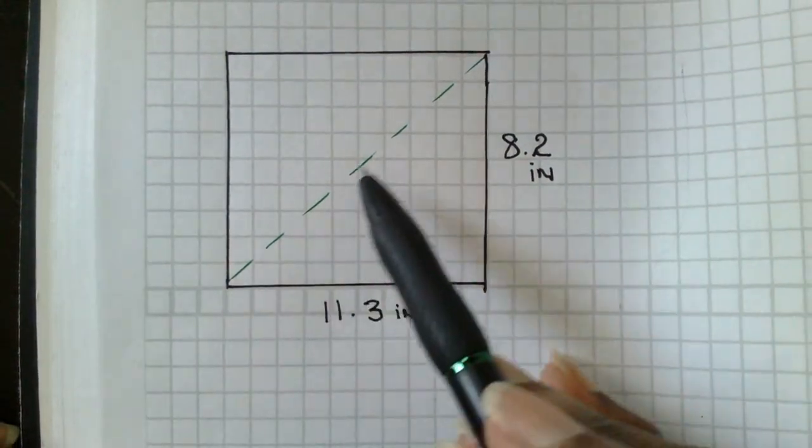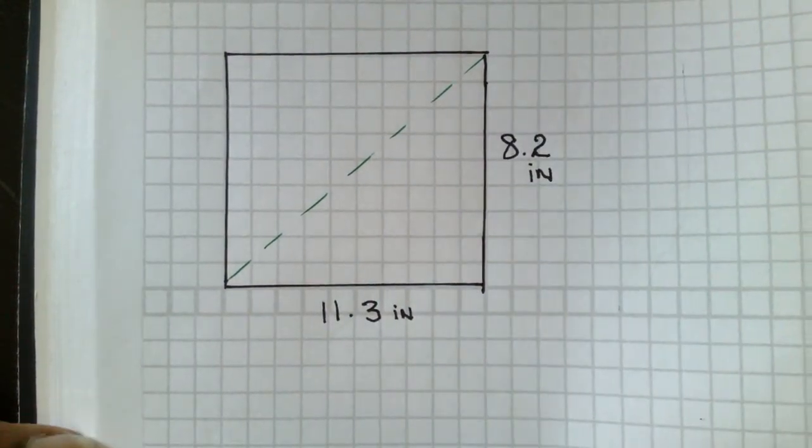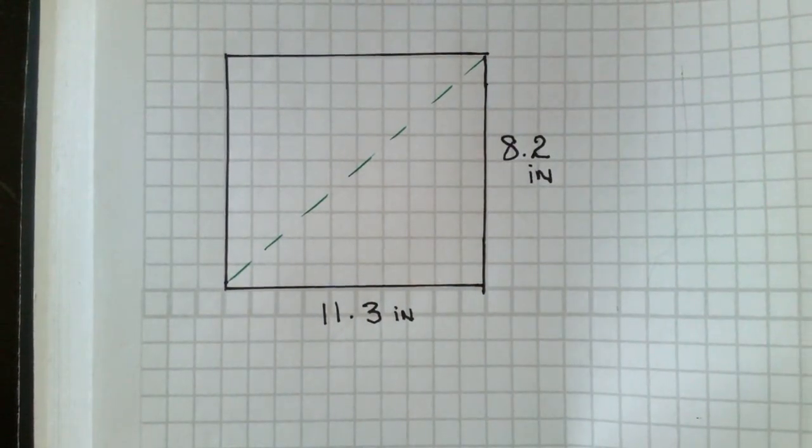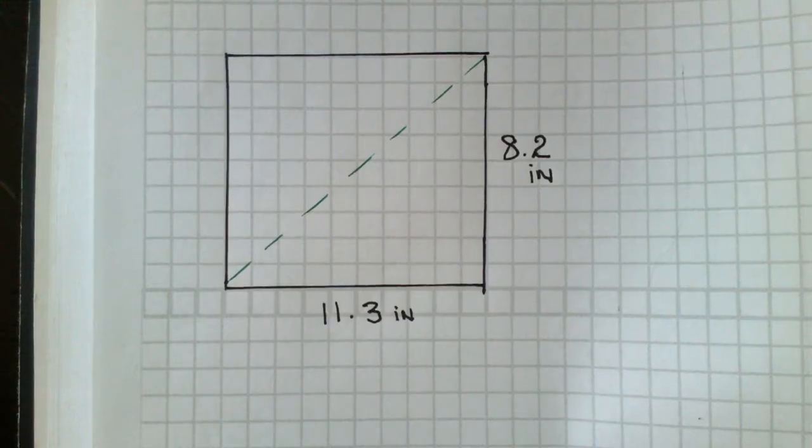They want you to find the diagonal. Okay, this is for what test? The GED, ASVAB, Accuplacer. Okay. I don't know. Yeah, without a calculator.